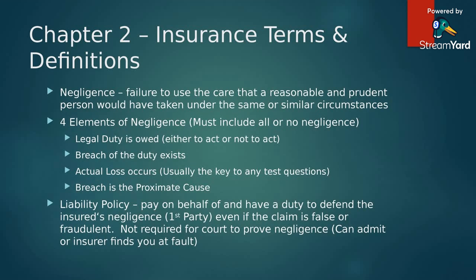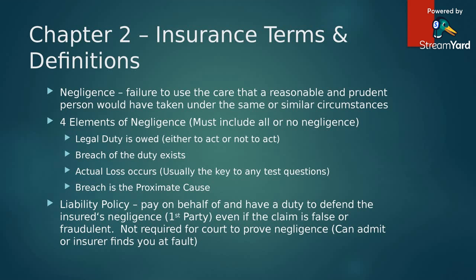Negligence. This is defined as the failure to use care that a reasonable and prudent person would have taken under the same or similar circumstances. So for negligence to occur, you have to have all of these elements or there is no negligence. The biggest one on the test is going to be an actual loss occurring, but there is always going to be a legal duty owed, either to act or to not act. There has to be a breach of that duty, and then that breach has to be the proximate cause.